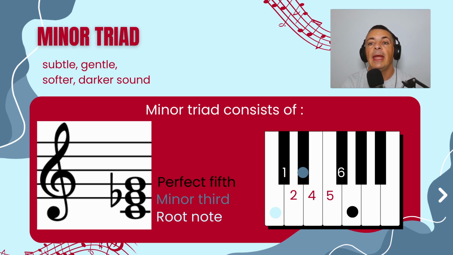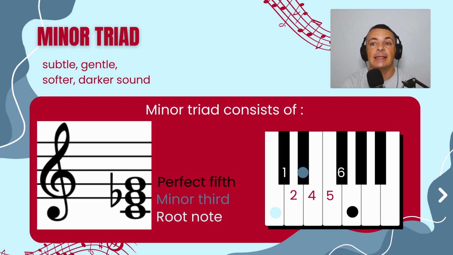A minor chord has a more subtle, gentle, softer, yet darker sound. It consists of the root note, minor third, and perfect fifth. We've covered everything you need to know about the root and the perfect fifth, but we need to clarify how to find a minor third, even though you could figure it out on your own. We said that a major third is the fourth key from the root. Since a minor third is smaller, it's the third key from the root.